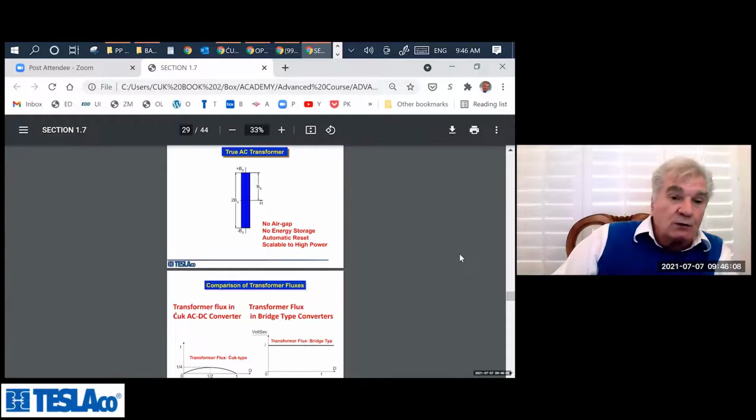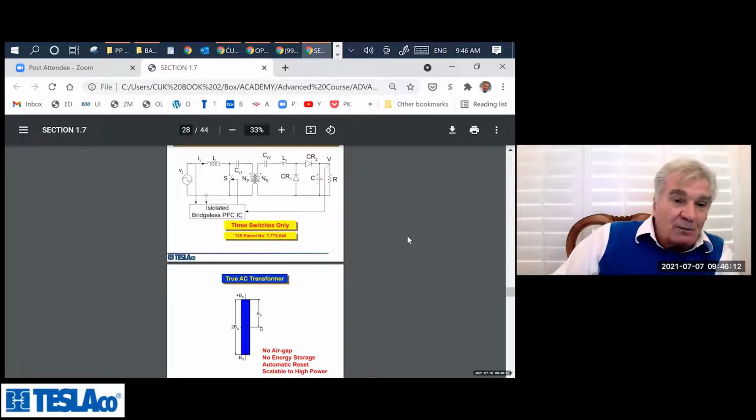So that's what I worked on after that: how to eliminate even that inductor and still make isolation and power factor correction by having only 2 AC transformers and no storage. Okay, and that can be done.